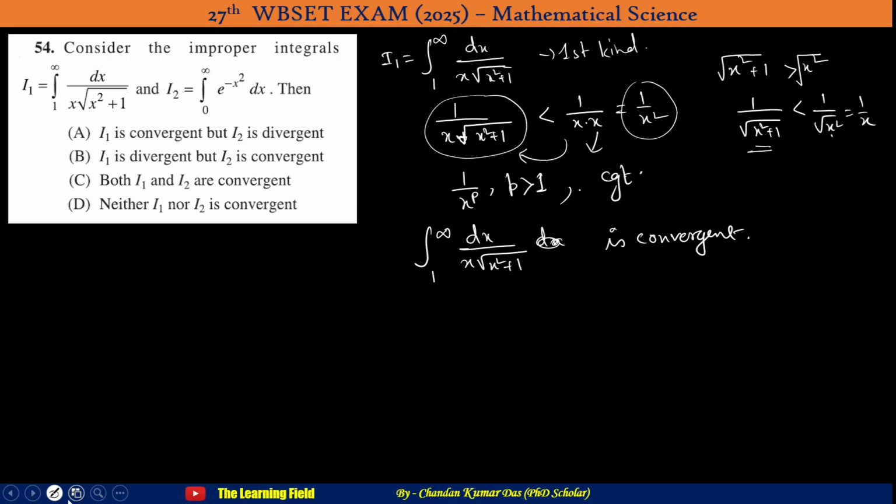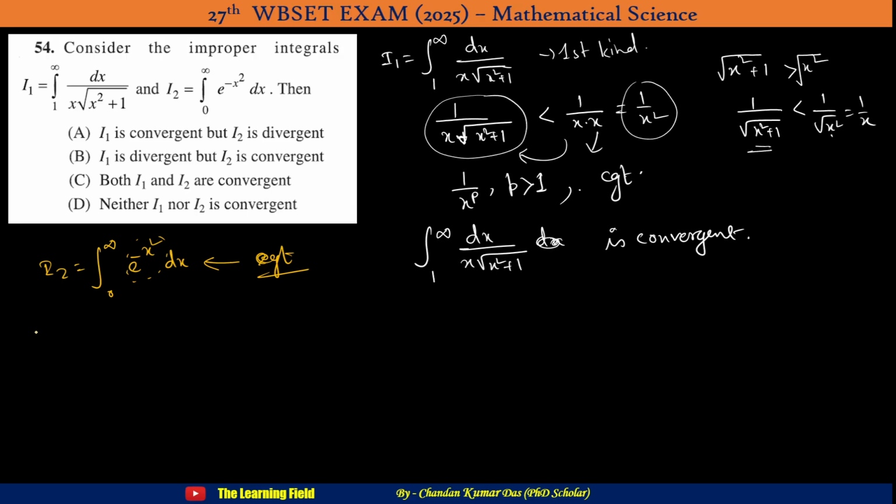Number 2, what is given? I2 equal to the integration from 0 to infinity of e to the power minus x square dx. This is a very common integrand. If we get any finite value of this integration, then it is definitely convergent. This is known as the Gaussian integral, which is definitely convergent. We can also find the value.